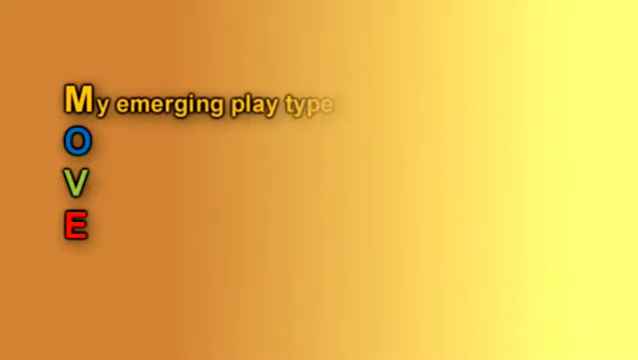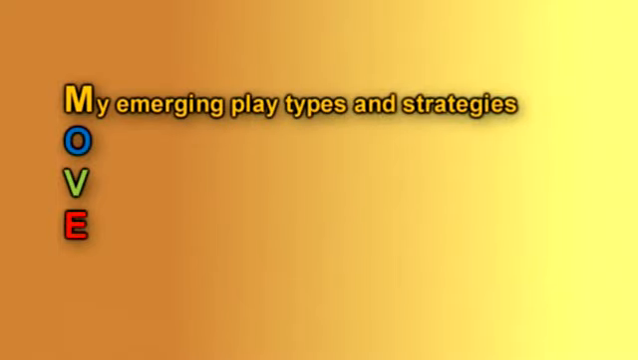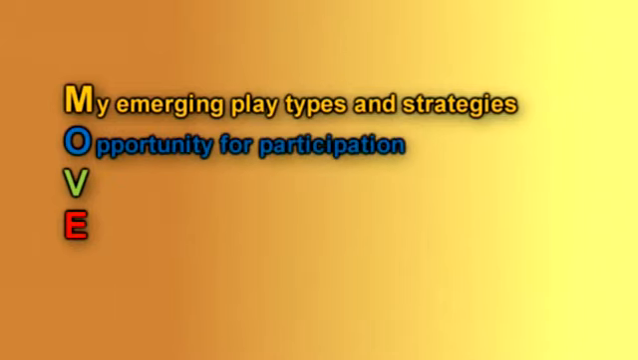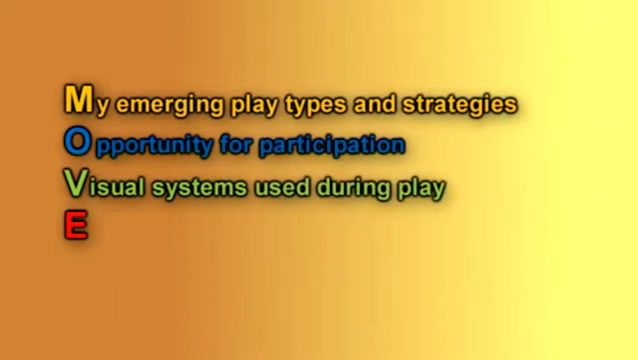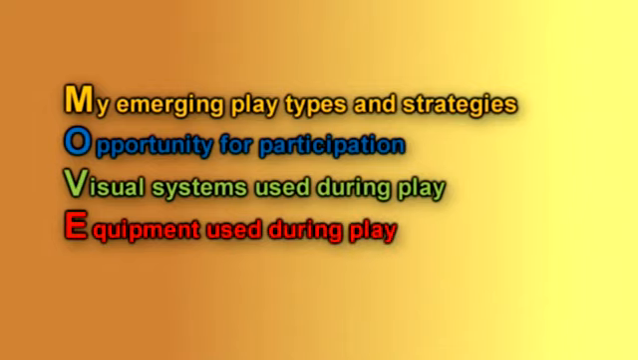The strategies used in this approach are built around the MOVE model. M, my emerging play types and strategies. O, opportunity for participation during play. V, visual systems used during play. And E, equipment used during play.